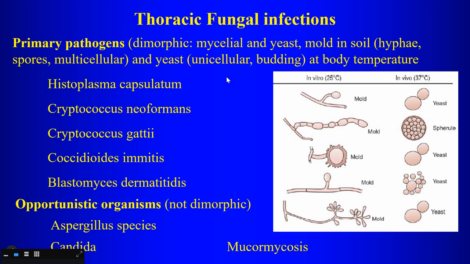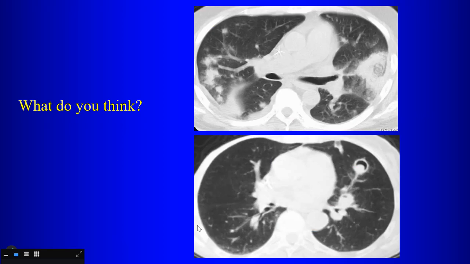With thoracic fungal infections, the primary pathogens, which affect immunocompetent hosts, are usually dimorphic, which means that they have mycelial and yeast forms. In the environment, they're mold, so they have hyphae and spores and they're multicellular, whereas at body temperature, they convert to yeast, which means they're unicellular and budding. The opportunistic organisms are not dimorphic, so these are mold. So that's one way to separate these two different types of organisms.